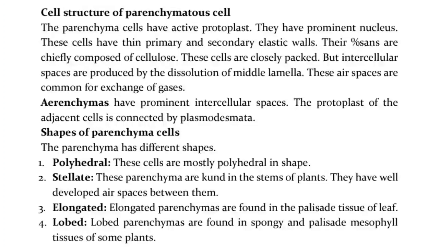1. Polyhedral. These cells are mostly polyhedral in shape. 2. Stellate. These parenchyma are found in the stems of plants. They have well-developed air spaces between them. 3. Elongated. Elongated parenchymas are found in the palisade tissue of leaf. 4. Lobed. Lobed parenchymas are found in spongy and palisade mesophyll tissues of some plants.